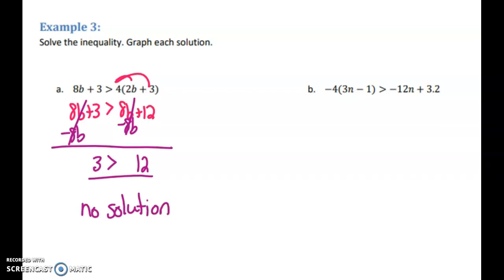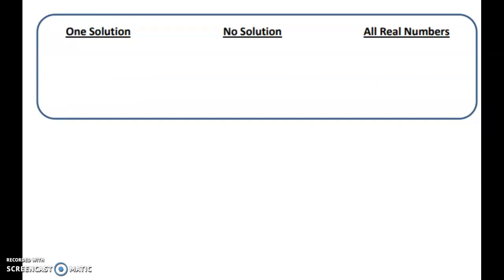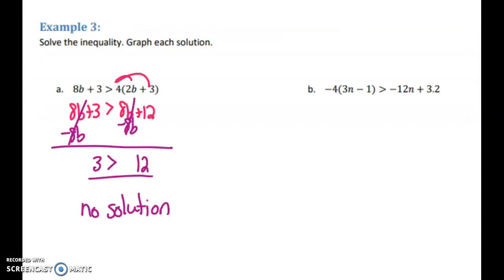So it's very similar to when we had special cases in equalities. We were like, oh, is 3 equal to 12? And we'd say no solution. So you're just saying, is it true? And if it is, we're going to go ahead and, at that graphic organizer, you can see we're going to put all real numbers. And if it's not, we're going to put no solution. All right, let's try another one.